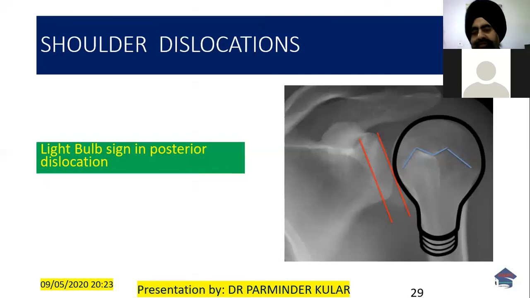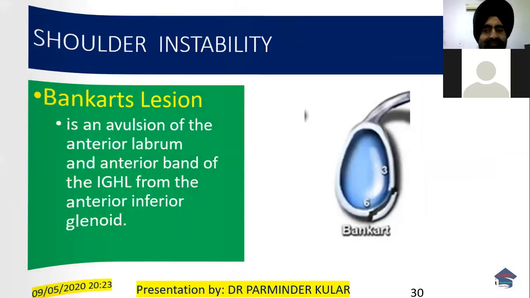Light bulb sign is sometimes asked in MCQ. It is commonly seen in posterior dislocation of the shoulder. It is diagnostic of posterior dislocation of the shoulder. Why does it look like a bulb? Because the humerus is in 90 degrees of external rotation. Another light bulb sign, sometimes asked, is in liver hemangioma. You better remember where you find the light bulb signs.